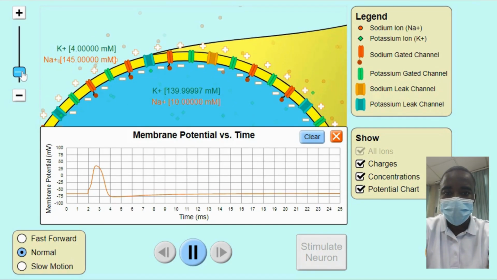In addition to understanding the basic functions of a neuron, the neuron simulation can also be used to explore neurological disorders that are caused by abnormalities in ion movement. For example, students can observe the effects of blocking sodium channels, which can lead to conditions such as epilepsy.